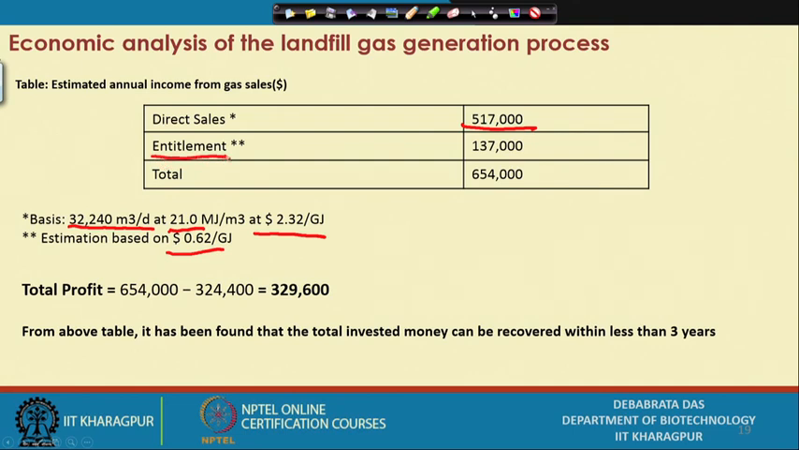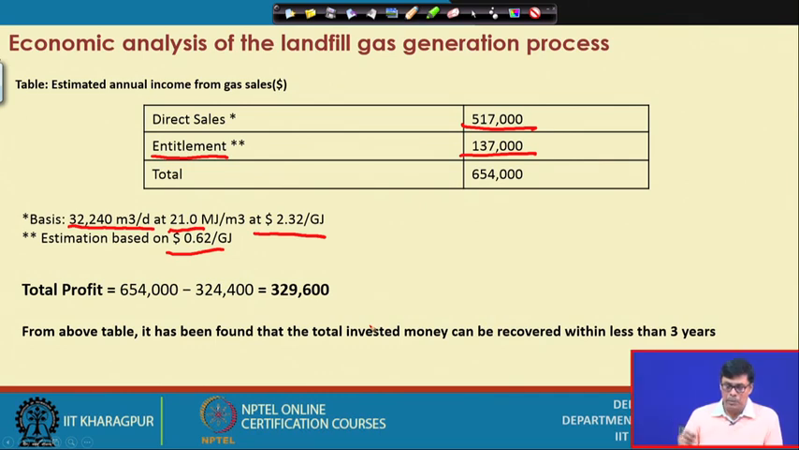what we call entitlement cost. Since this uses waste material, the municipality gives some kind of revenue, some kind of money, to those companies for safeguarding the environment. This is what you call entitlement cost, and the total is coming like this. So this is the benefit, the total money we are getting, and this is the total money we are spending, and so the net profit is coming about 329,600. This is how we can do the calculation.